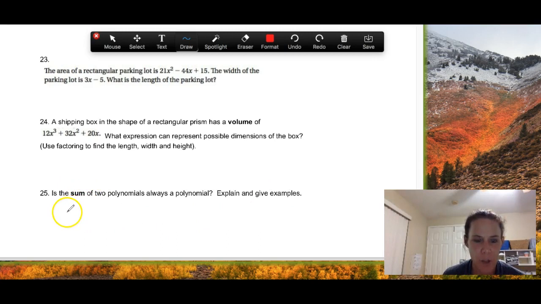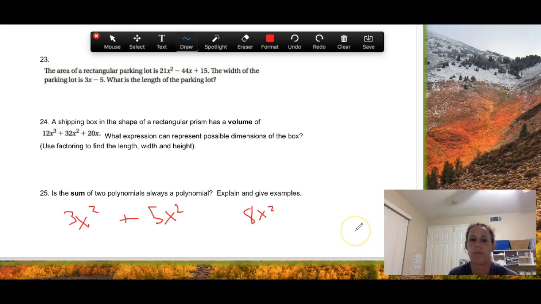Let's see, if I add two polynomials, let's just say 3x squared plus 5x. Well, those aren't like terms, so I'm done. It's still a polynomial. That's a polynomial. That's a polynomial. Let's say they are like terms. If I add them together, I'm going to get 8x squared. Well, that's still a polynomial. So here's the reason on this one. If you think about this, the answer here is yes. Is the sum of two polynomials always a polynomial? The answer is going to be yes, and here's why.